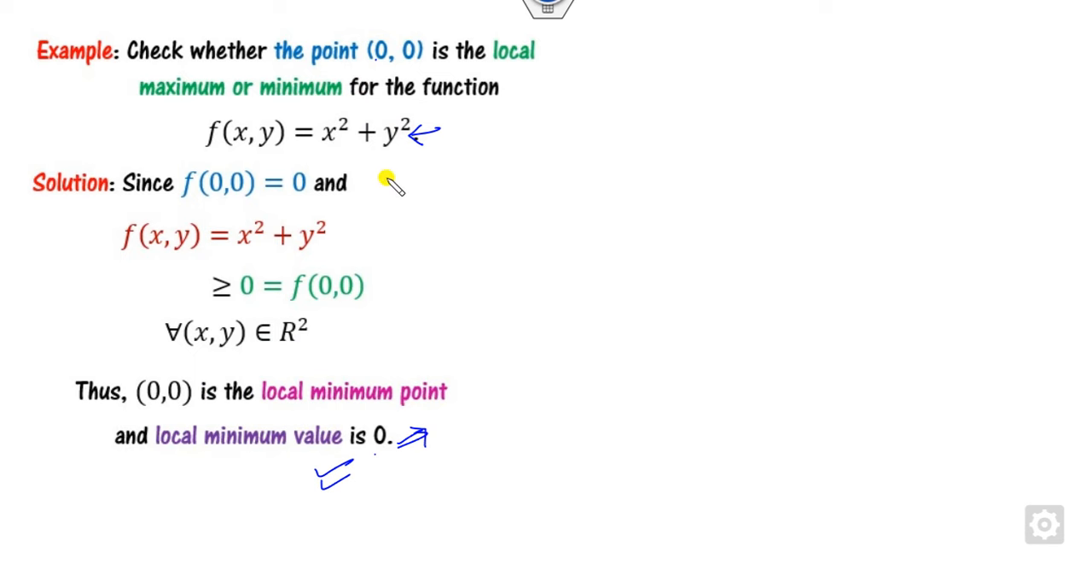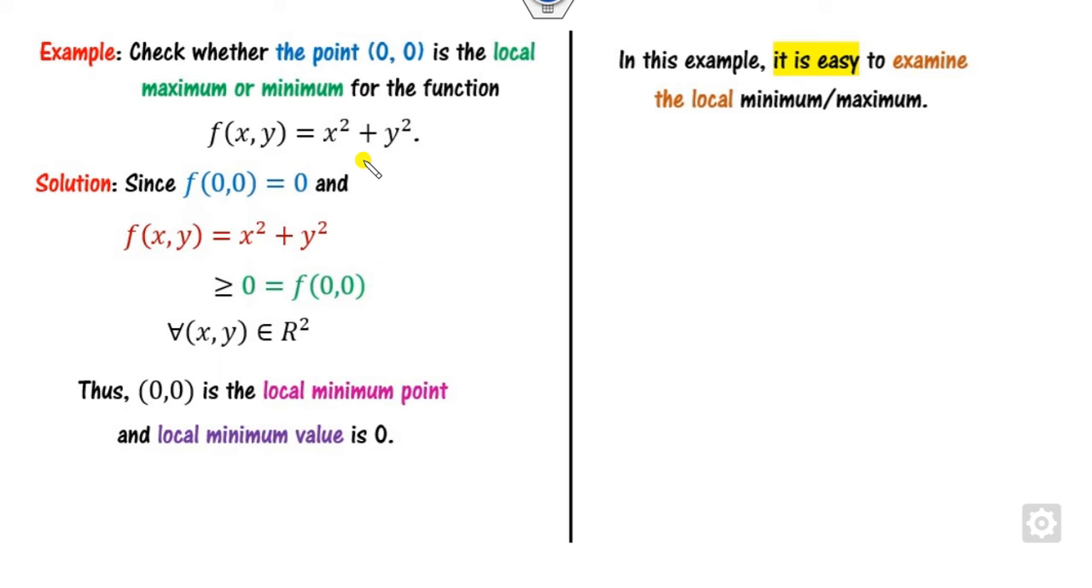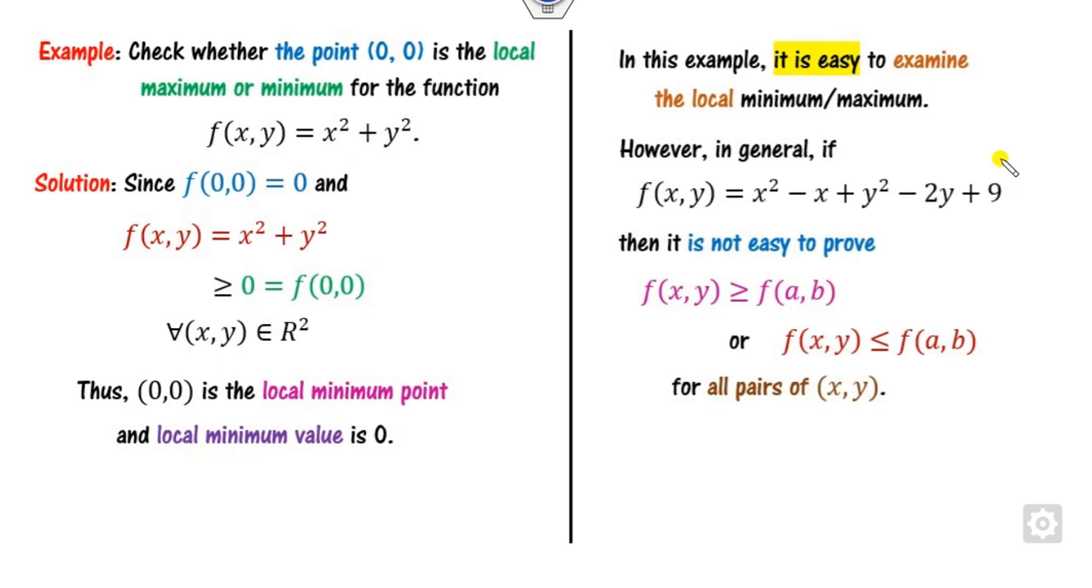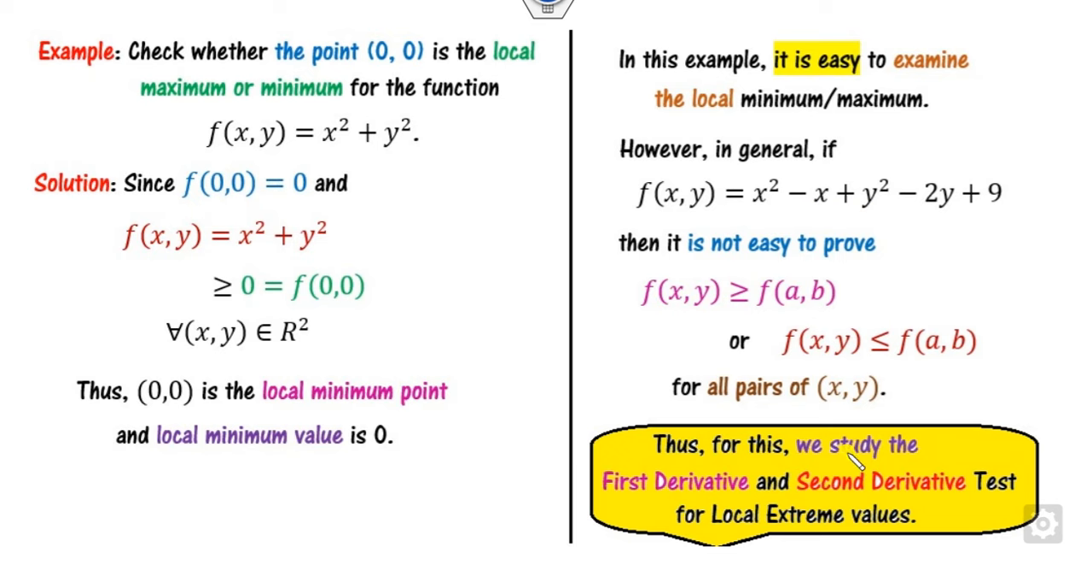But this example is a very trivial example where you can easily find this as a local maximum or minimum. But if you look at a function like this, it is not easy to prove whether the function is always greater than its value at some point or always less than it. Here the example is trivial, so you can easily find it, but an example of this kind is not an easy task to prove. In order to handle this, we will study the first derivative and second derivative tests for the local extreme values.